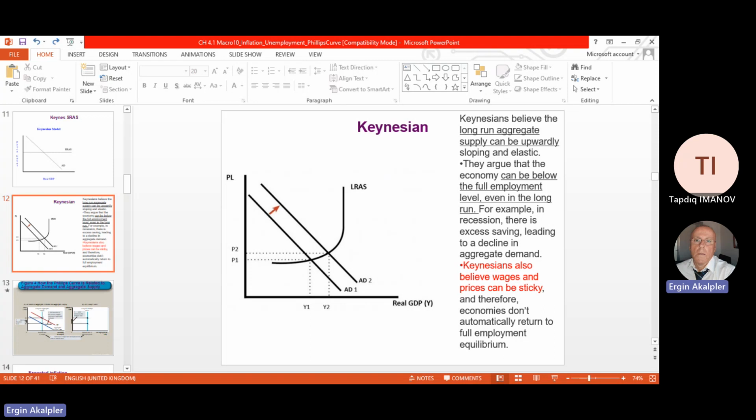For example, in recession, there is excess saving leading to a decline in aggregate demand. And Keynesians also believe wages and prices can be sticky, as I mentioned to you, because of these unions, and therefore economies don't automatically return to full employment in the equilibrium, it is supposed.